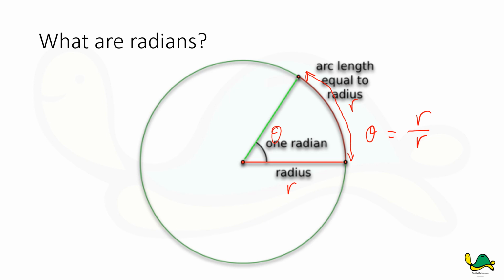Or a formal definition in terms of radians is that theta is equal to the length of the arc over the radius of the circle. So this L represents the length of the arc and r is the radius of the circle. One radian is when the length of the arc is the same as the radius of the circle.